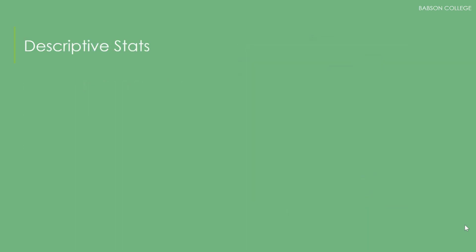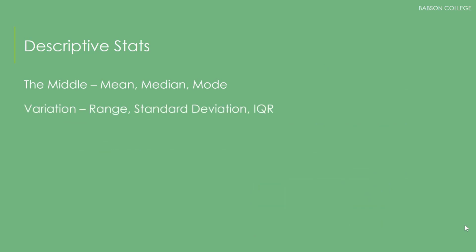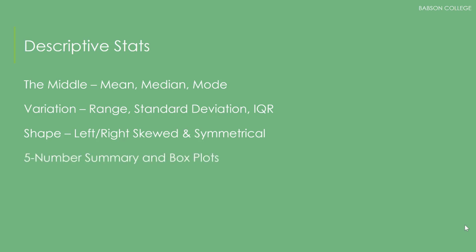Then we moved on to descriptive statistics, where we looked at the middle with the mean, median, and mode, variation with the range, standard deviation, and the IQR, which stands for interquartile range, just to name a few. Then we looked at the shape like we saw in the exam score example. Ideally, we'd like things to be symmetrical and even normally distributed, but most data is either left or more likely right skewed. Then we finished up that section with a 5-number summary and box plots, amongst other things.